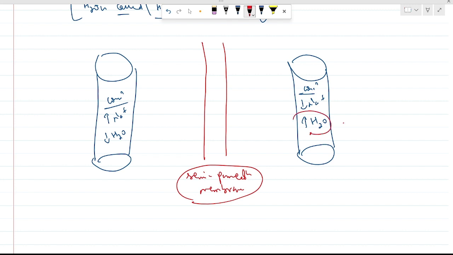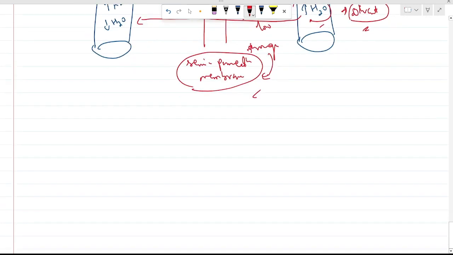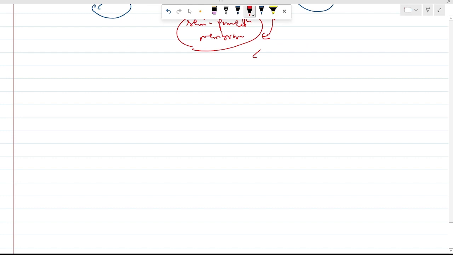This water, as you've seen, is the solvent. A very important concept you are going to see: the solvent, that is the water, moves from high concentration to low concentration through this semi-permeable membrane. What do we call this? This is called osmosis.